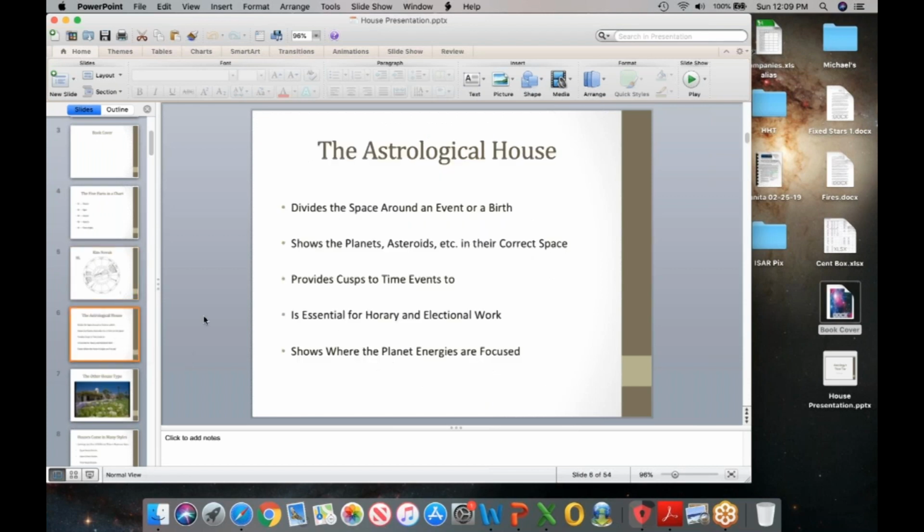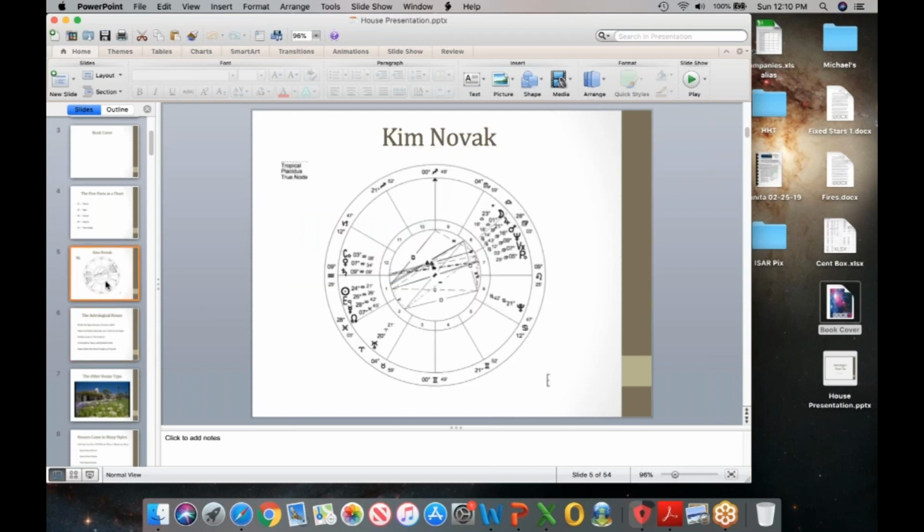So what is the astrological house? That's what the center of this talk today is about. A house divides space around an event or a birth. That's very important to understand. Just because you have a flat chart doesn't mean that it's really flat. That exists in another dimension, that there's space around there. So if you go back to, say, the chart over here, the space for the 1st house, the space for the 2nd house, the space for the 3rd house, the space for the 4th house, the space for the 11th house. That's the space that's occupied there.